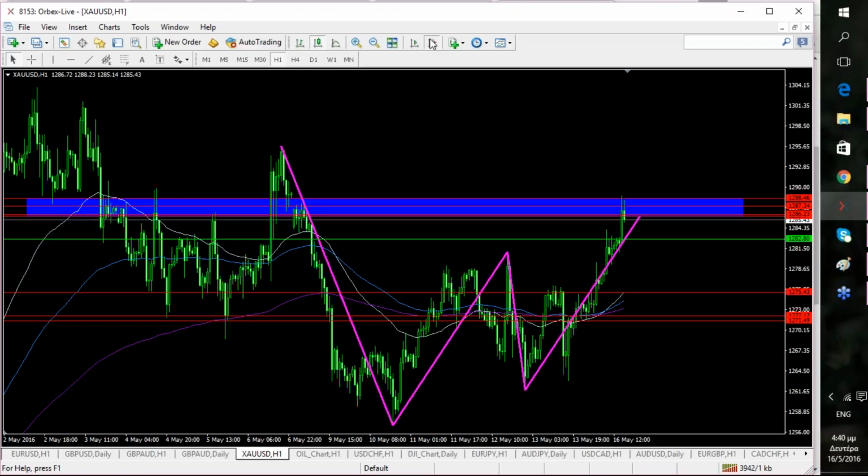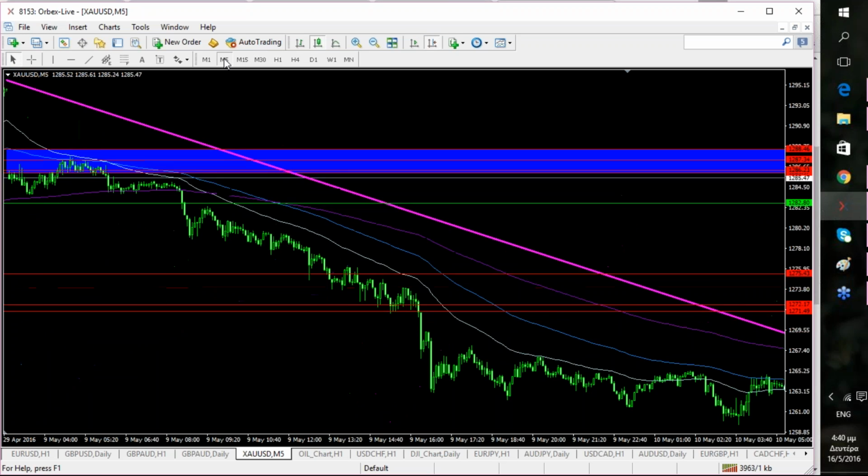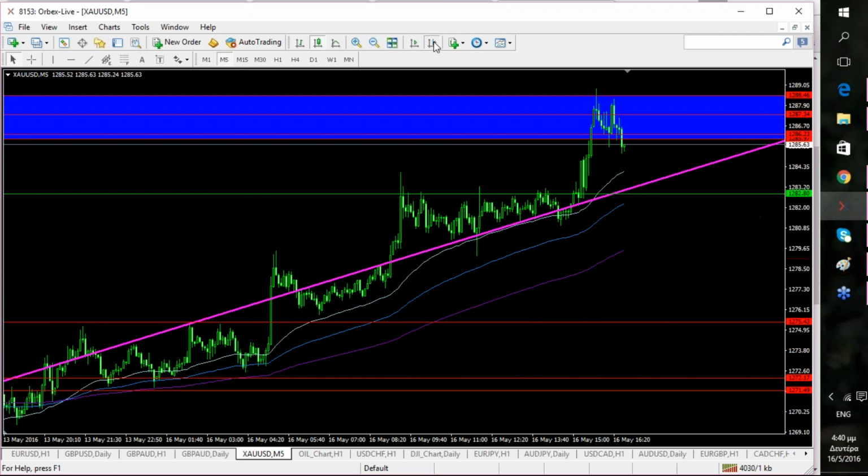So that correction is happening now on the 1-hour chart. There's potential of it happening on the 1-hour chart. We go on to the 5-minute chart. Let's look at whether or not there is confirmation. Indeed, there is confirmation still on the 1-hour chart.